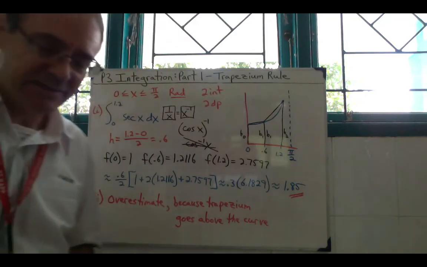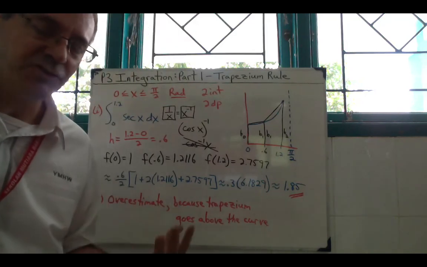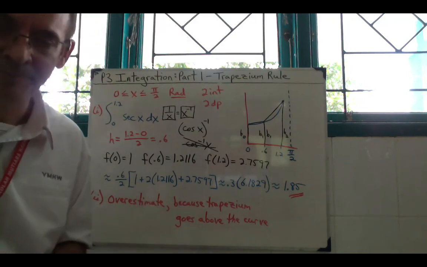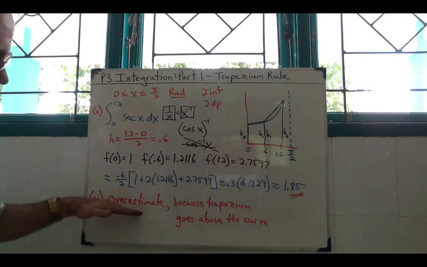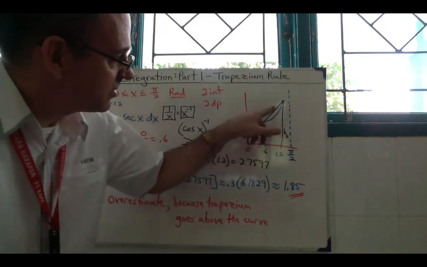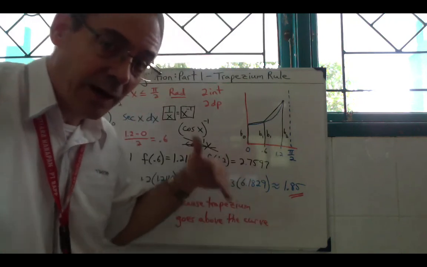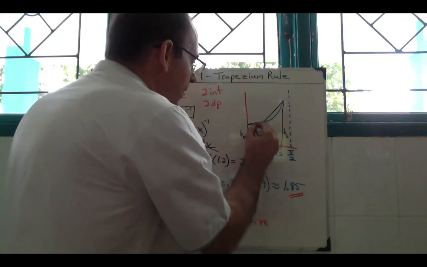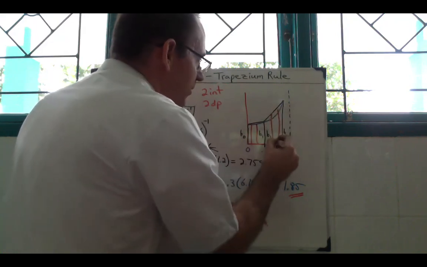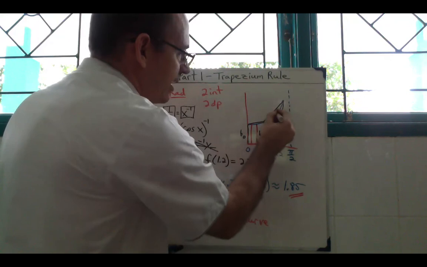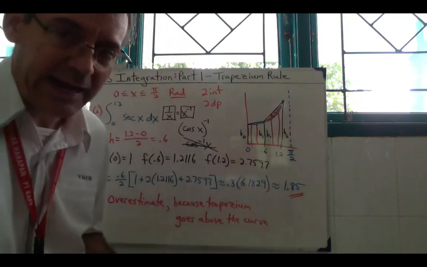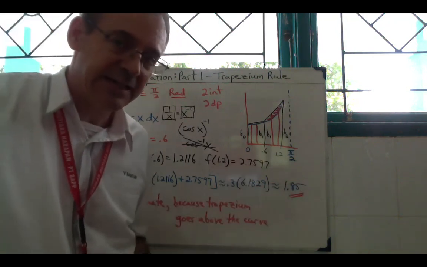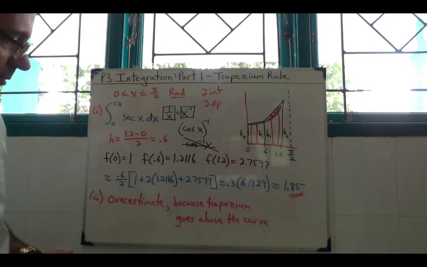Then it asks in the second part of the question to give a reason as to whether it is an overestimate or underestimate. And so this one is an overestimate because notice these trapezoids go above the curve, meaning we're getting more area than what we're supposed to. See this section right here, we're not supposed to have. So we're getting an overestimate. This is a little bit on the high side of what it should be.